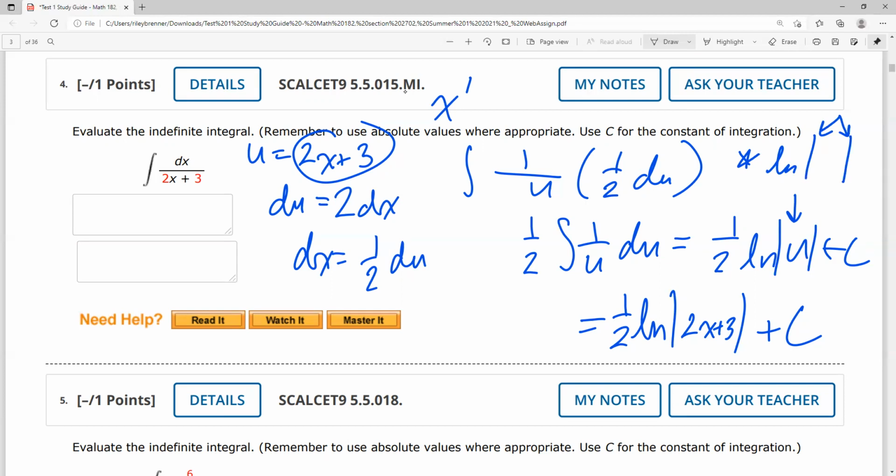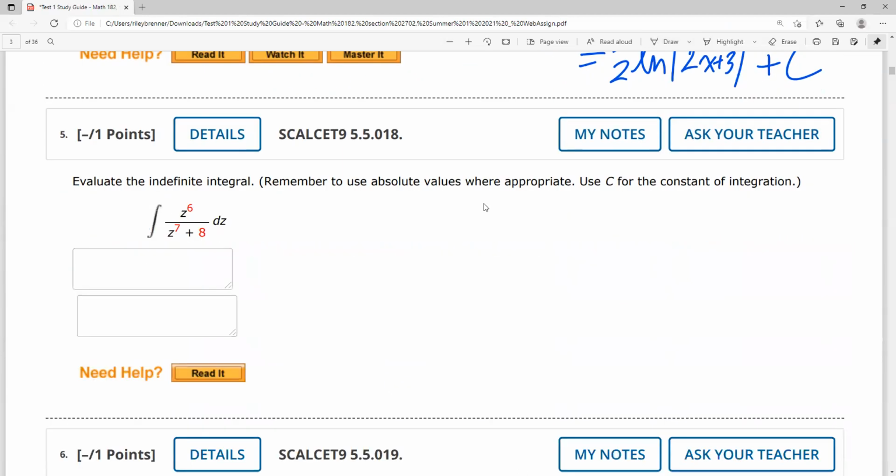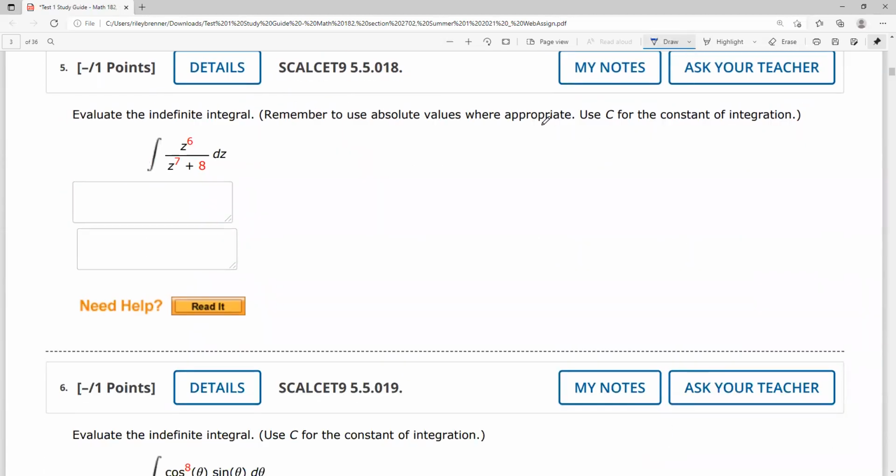So perfect. Let's go ahead and go on to number 5. Again, if you guys have any problems you want to jump to, we'll do that. Actually, is it all right if I skip this one? This is going to be very similar to the previous. Can you guys quickly guess what technique we are going to use here? U-sub, and we're going to set what to it?